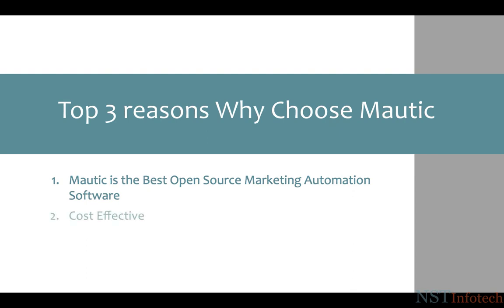The second reason, cost effective. As compared to other email marketing tools, Mautic is way cheaper. If you use AWS free tier and host Mautic on AWS for 1 year, it will cost you $0. So you can try it for 1 year. We will be hosting Mautic on AWS.